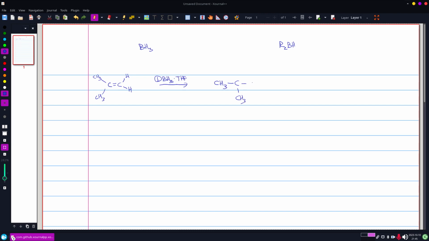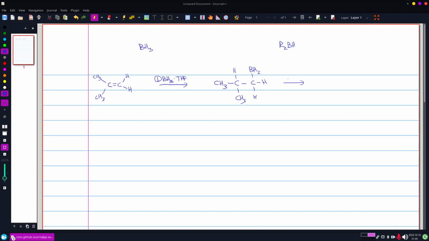It's going to break down that quick, and I'm going to actually rotate how this thing goes on because we see something kind of interesting. The BH3 goes on at this point, but it goes on with an H on one side and a BH2 on the other.